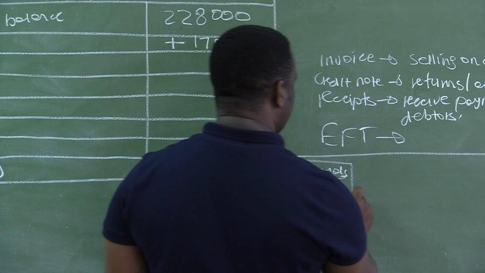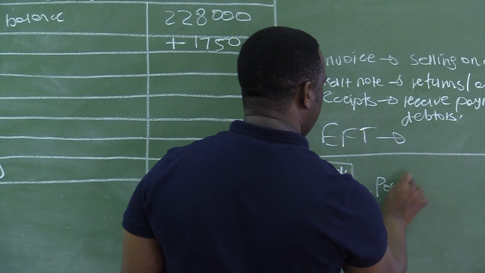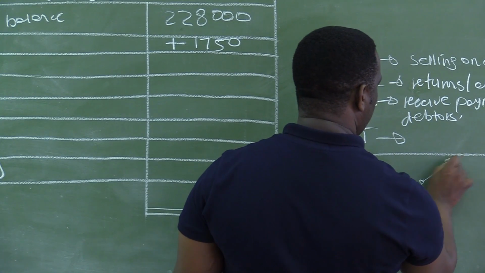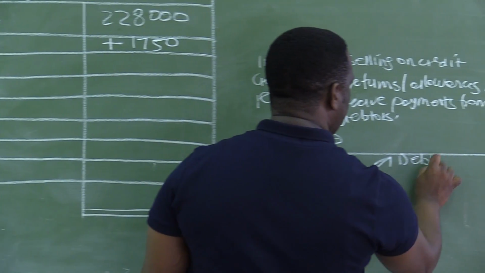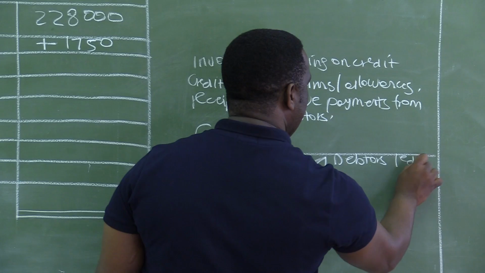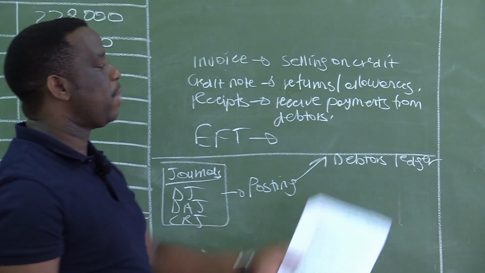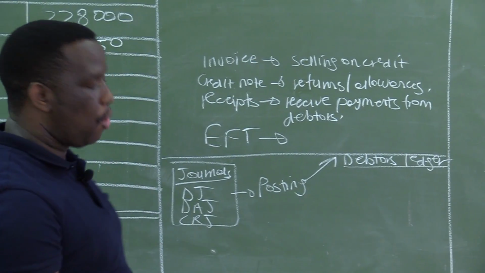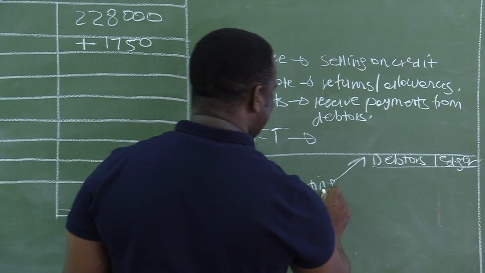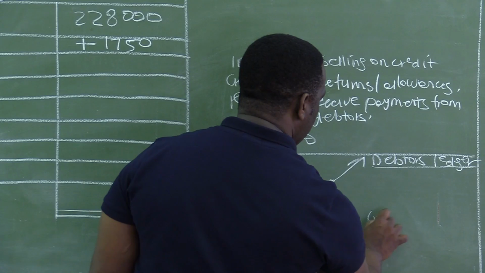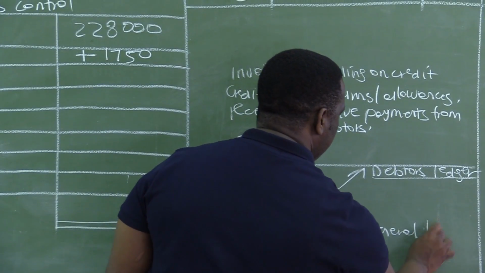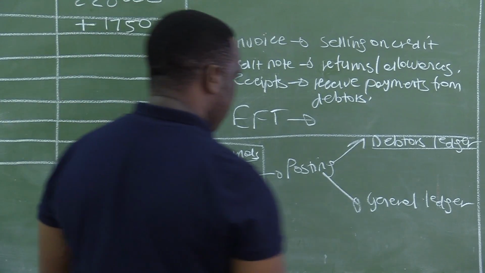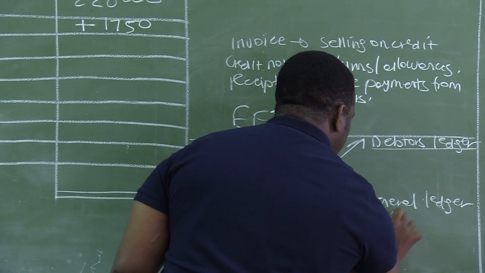And then after that, the second step is posting. We will post this information to the debtors ledger, where we will have personal accounts of debtors. The debtors ledger will have personal accounts of all our debtors. And then at the end of the month, we will post to the general ledger.